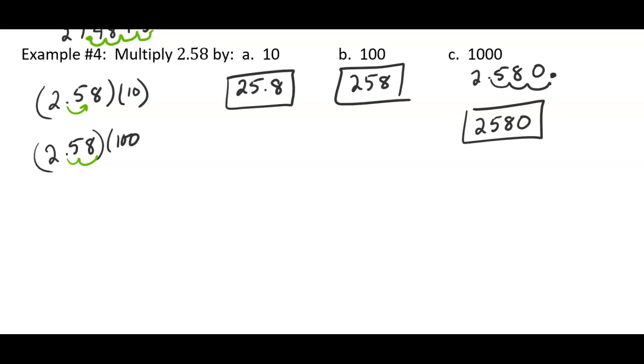So say you made $2.58, I don't know, an hour back in the old days, and you worked 1,000 hours. Well, then you'd get $2,580. Okay.